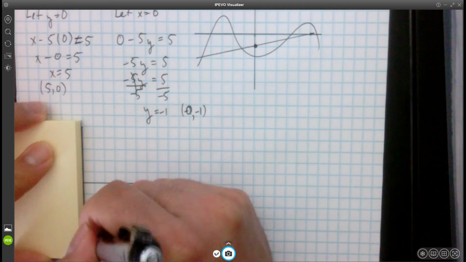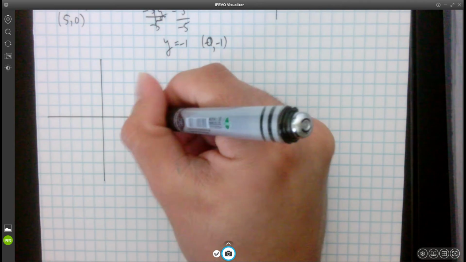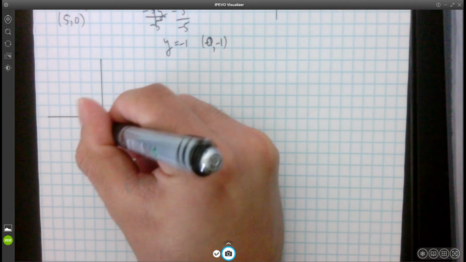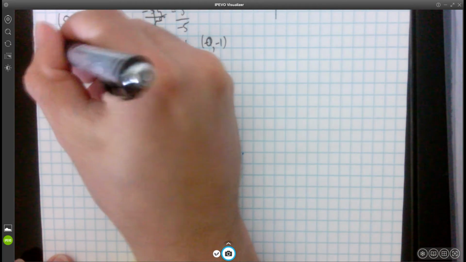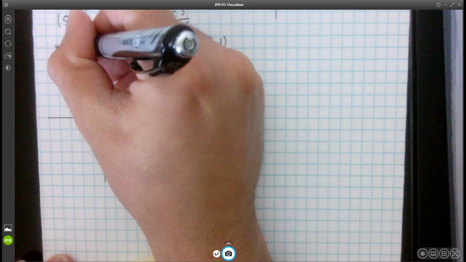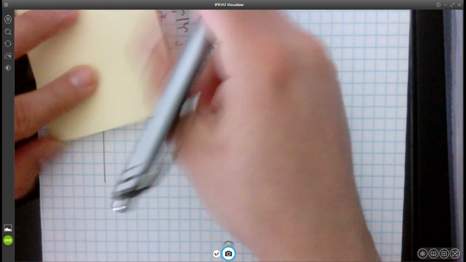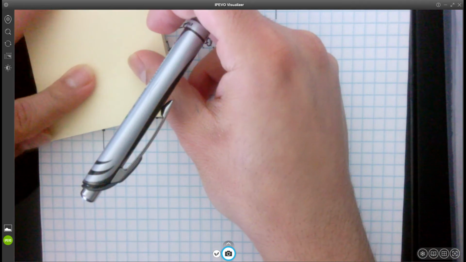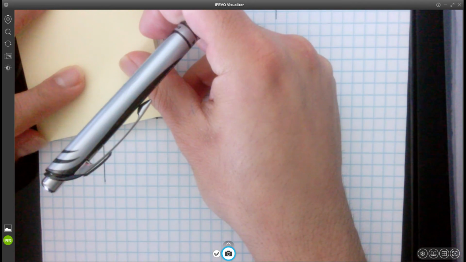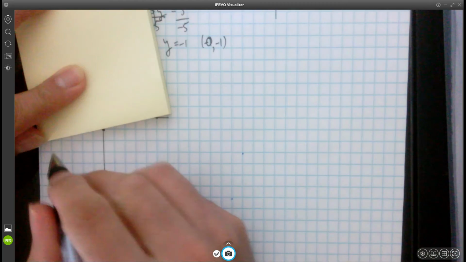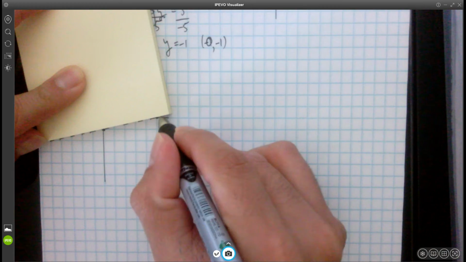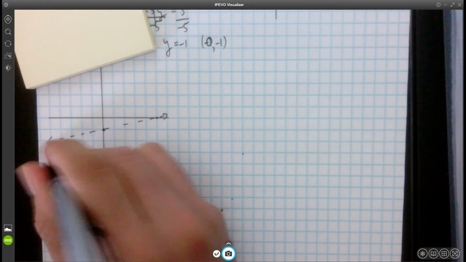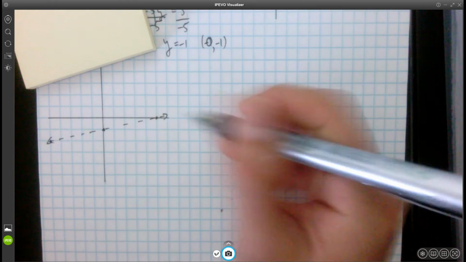So my x and my y intercepts are correct. So I'm going to plot those again. So 5, 0 right here, and 0, negative 1. Okay, since it is x minus 5y is less than 5, I need to use a dashed line for when I'm connecting these here. So let's do that. I'm going to use a dashed line, still using my straight edge, so my lines are straight. Okay, and it goes through these points here, right?